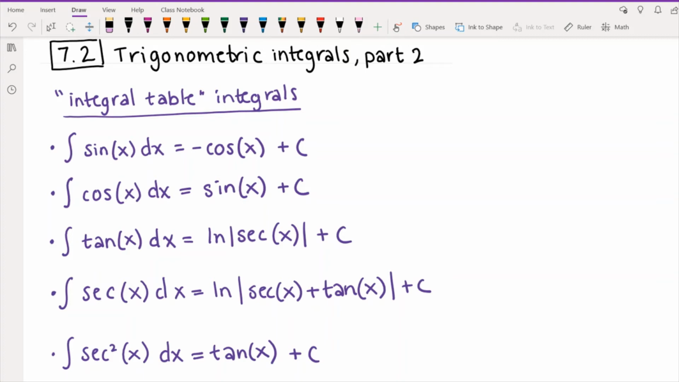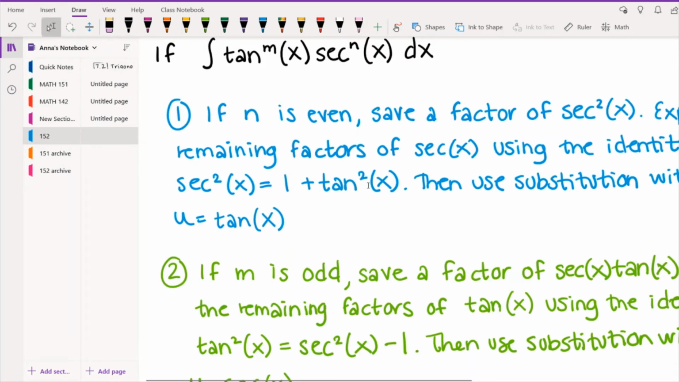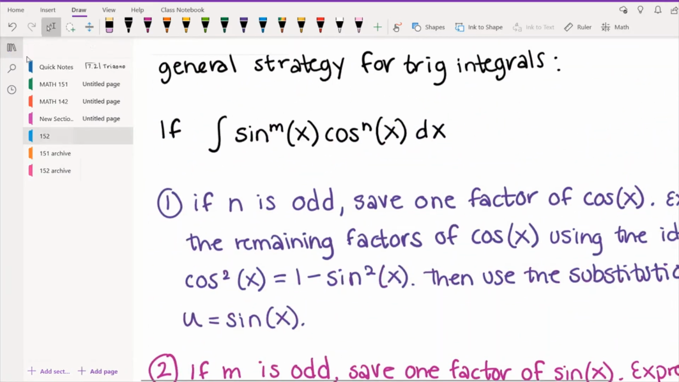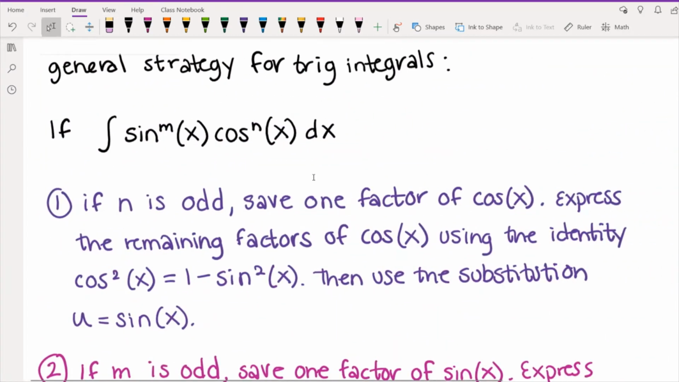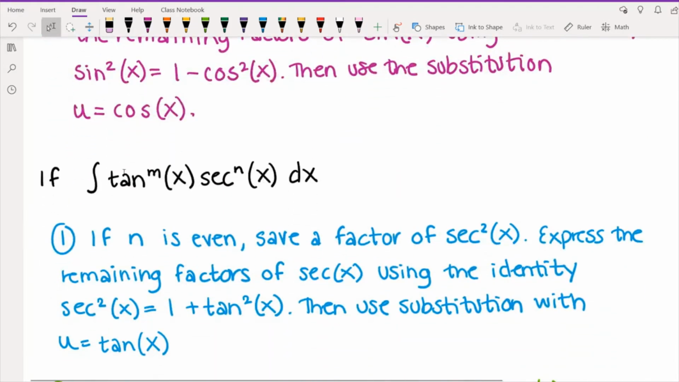Hi everyone. So in the last video, we saw how to evaluate certain types of trigonometric integrals. Specifically, we focused on integrals of the form sine to a power times cosine to a power, or tangent to a power times secant to a power. And there were different rules for whether these powers were even or odd.